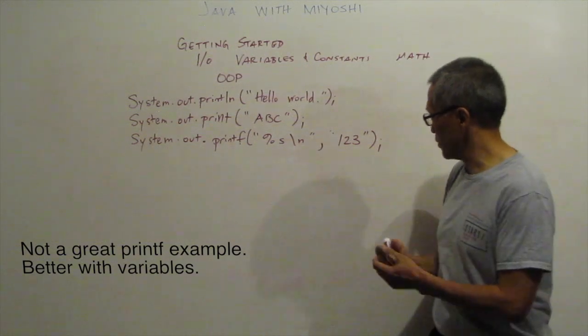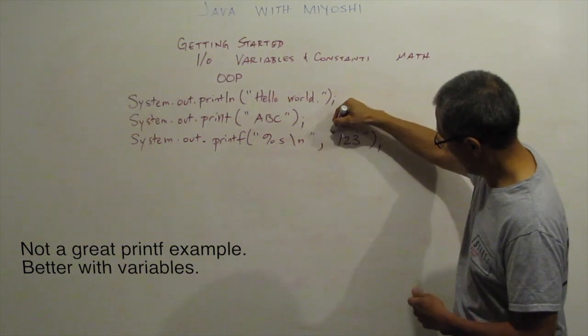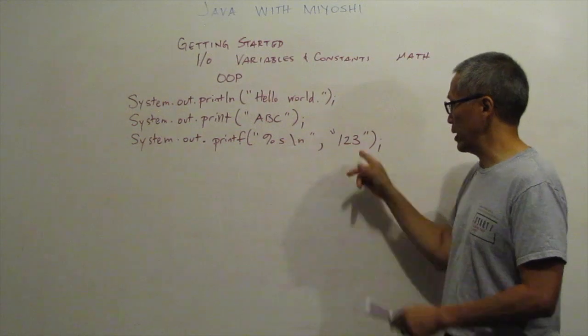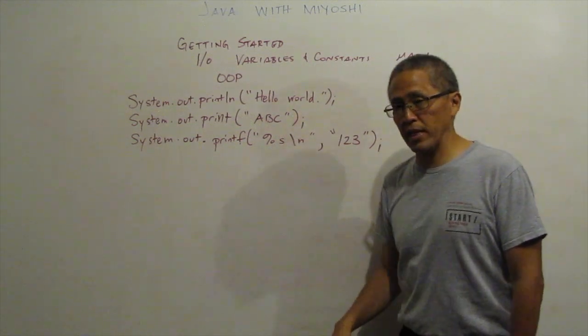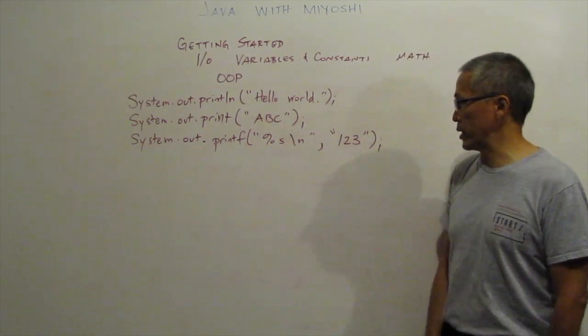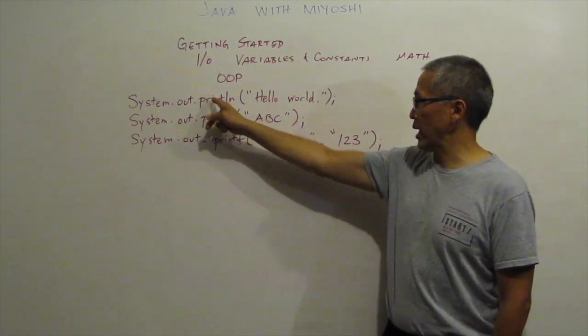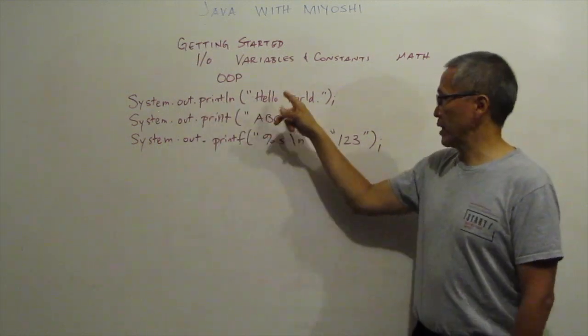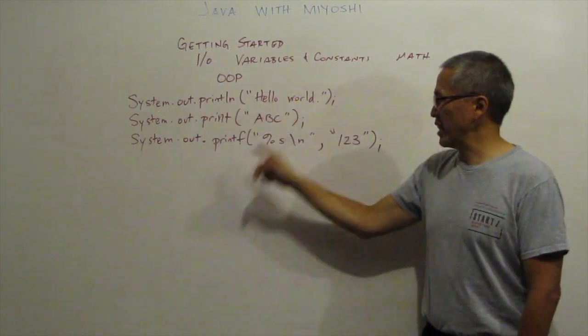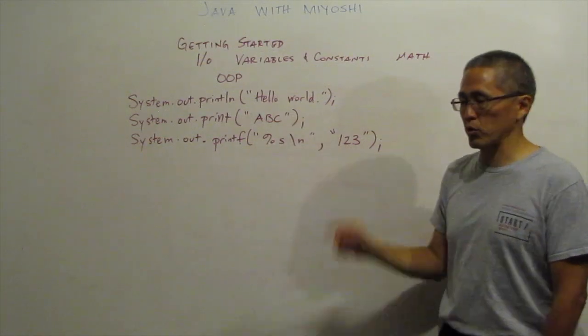Oops, I got rid of the double quote there. The 1, 2, 3 replaces the %s in this case, and so I'd have hello world, and then on the next line I'd have ABC, and then right after the C would be 1, 2, 3.